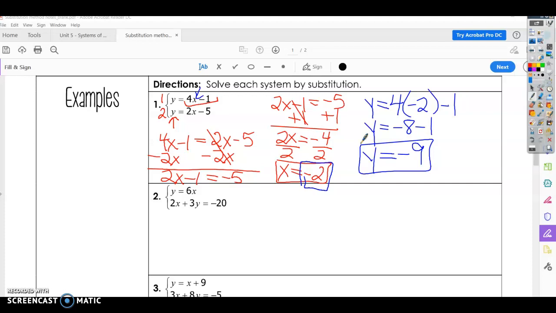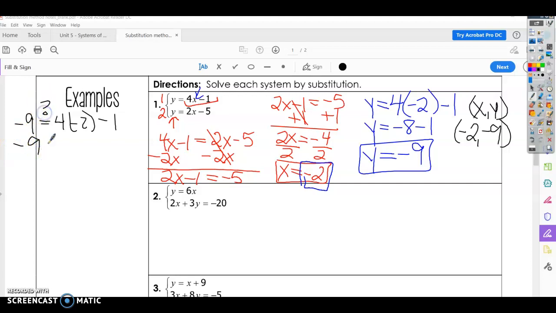Now the solution to the system is the ordered pair that makes both equations true. So our ordered pair is going to be x and y. We always have an x and a y. That's our ordered pair, and then you're going to check to see if it works. Let's come over here on the side to see if it works. My y value is negative 9. For equation 1, does negative 9 equal 4 times negative 2 minus 1? Let's put a question mark there because that's what we're trying to find out.